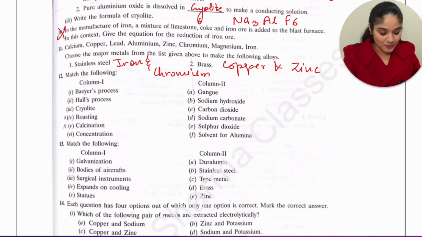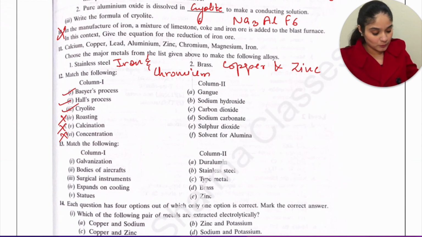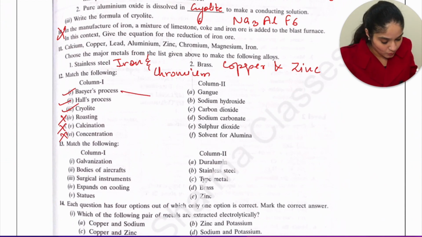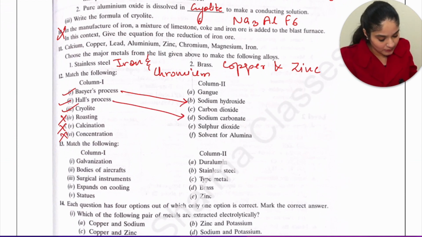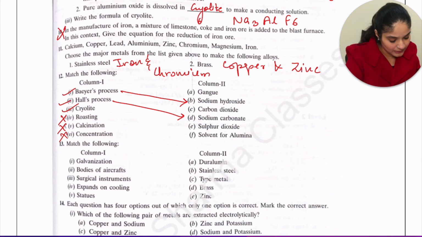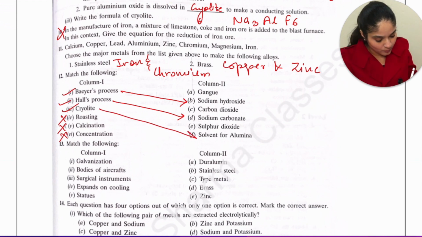Next question is question number 12. Here we have Bayer's process, that is in the syllabus. Hall's process is there, cryolite is there. Then roasting, calcination and concentration are not. So now let's look at it. Bayer's process is the first step, so sodium hydroxide. I'll just mark it. Then Hall's process would be sodium carbonate, and cryolite will be the solvent of alumina.